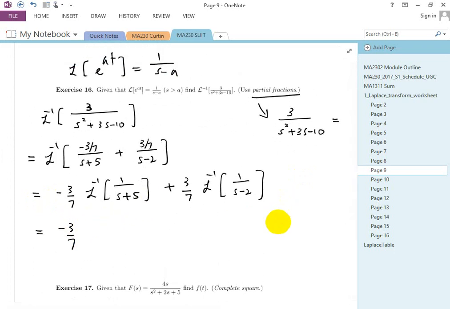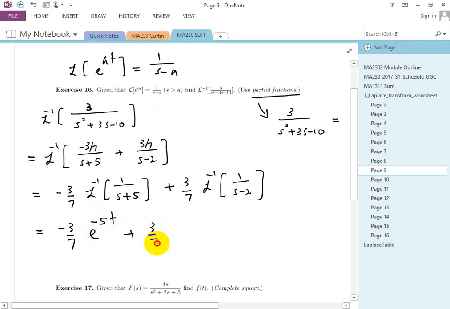So here we have exponential at, Laplace transform is 1 over s minus a. Now here we have 1 over s plus 5, okay, so which means a is minus 5. So here the inverse Laplace transform is going to be exponential minus 5t. Okay, plus 3 over 7 (s minus 2). Now here a is 2, exponential 2t.